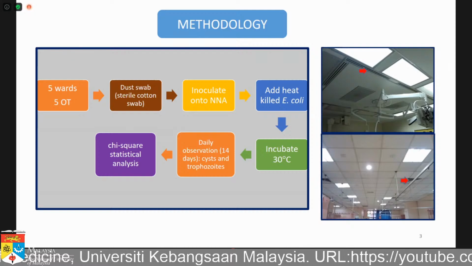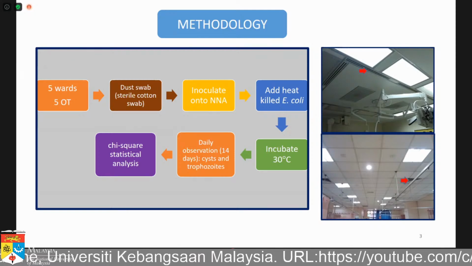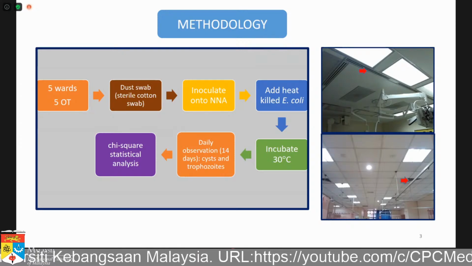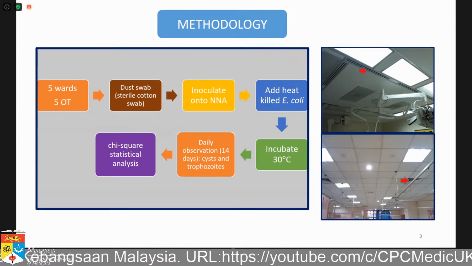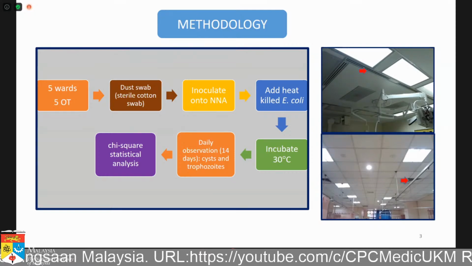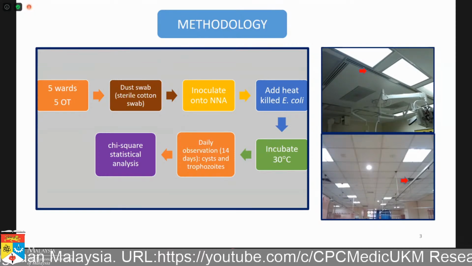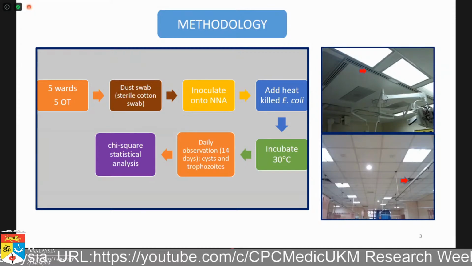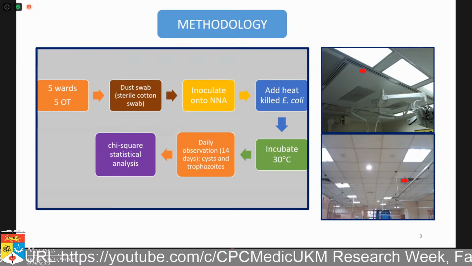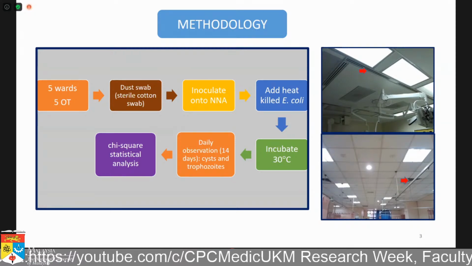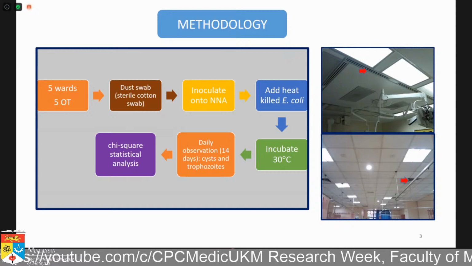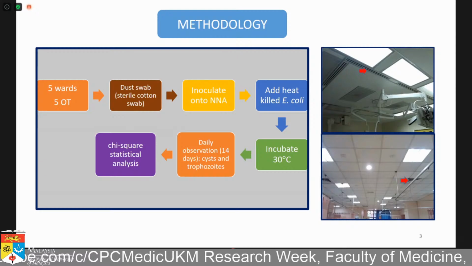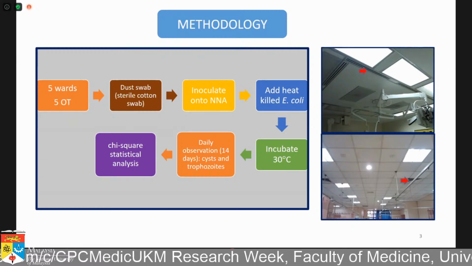A few drops of heat-killed E. coli were added to the plate. The bacteria is used as the food source for Acanthamoeba. All these procedures were done aseptically. All the plates were then incubated at 30 degrees Celsius, which is the optimal temperature for Acanthamoeba, and examined daily using an inverted microscope for up to 14 days for the presence of either the trophozoite or the cyst stage. All the positive strains were classed into their groups according to the cyst morphology, and the findings were presented in the form of percentage and analyzed using chi-square statistical analysis.